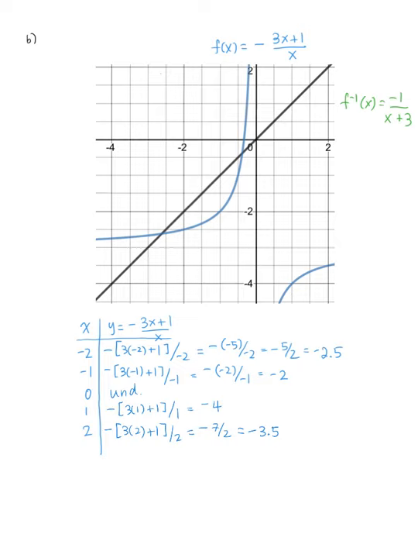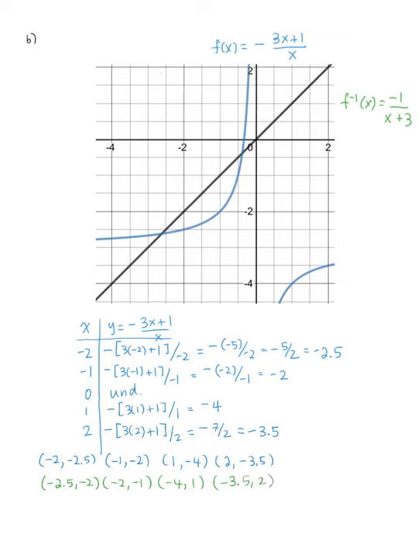All right, let's see what's going to happen. So let me just write down the ordered pairs: negative 2 comma negative 2.5, and then negative 1 comma negative 2. 0 is undefined, so I'm not going to even go there. And then 1 comma negative 4, and then 2 comma negative 3.5. So our inverse has to be negative 2.5 comma negative 2, negative 2 comma negative 1, negative 4 comma 1, and then negative 3.5 comma 2. All right, let's cross our fingers.